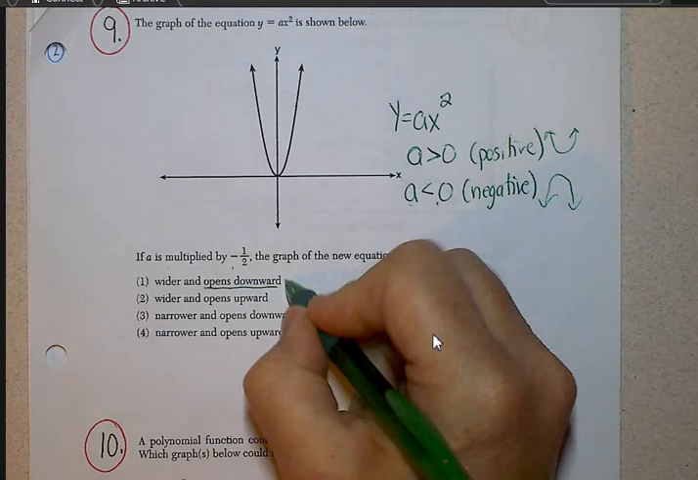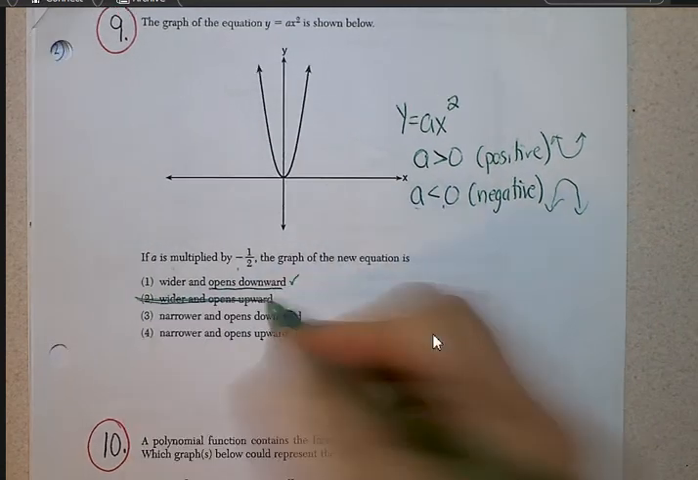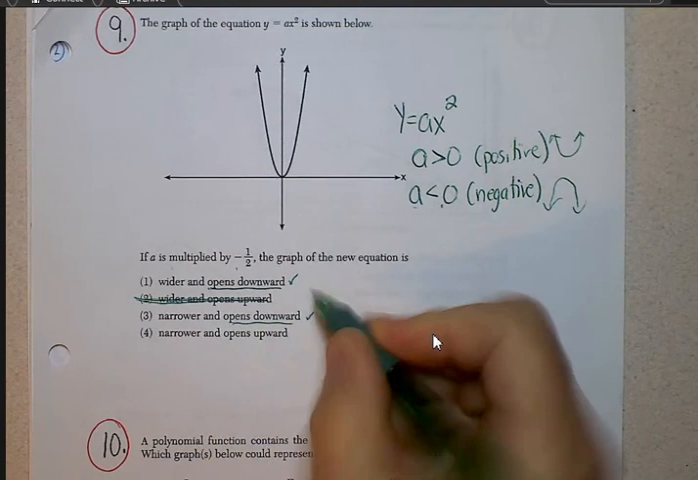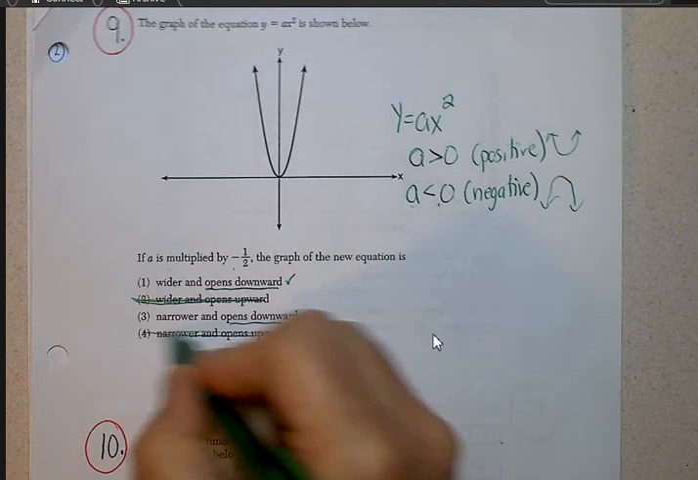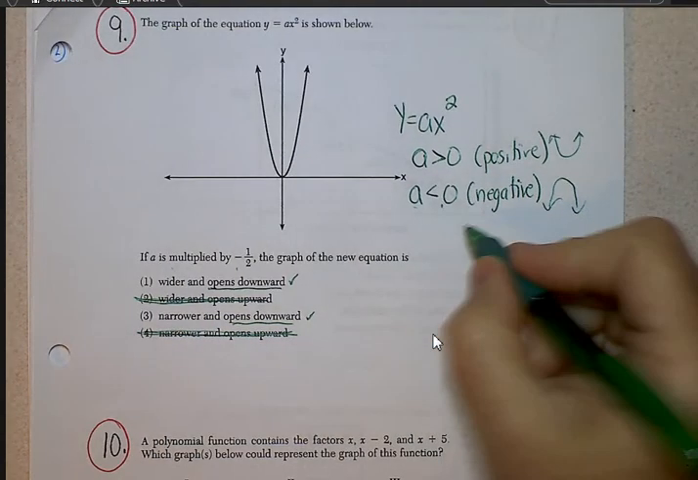So far 1 is good. 2 we can get rid of, because 2 says it opens upwards. Narrow opens downwards. We're good so far. Opens upwards. All right. So we're done. All right. So now, what would the negative 1/2 be? All right. Well, let's take a look at the graph.